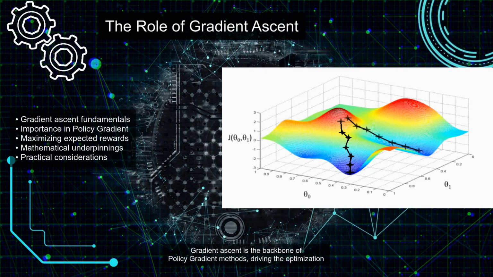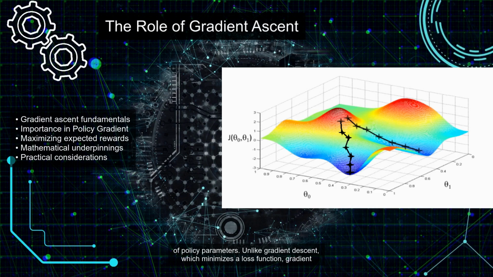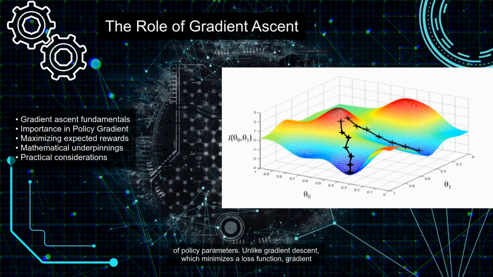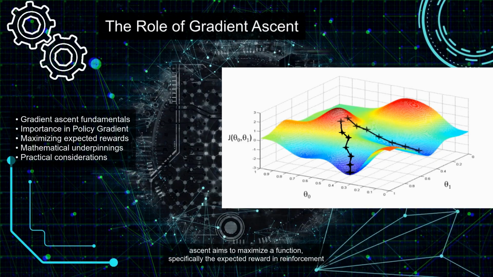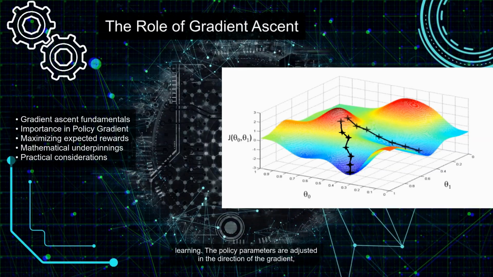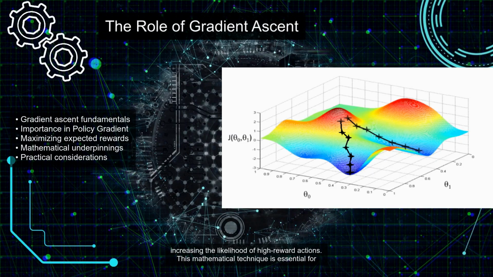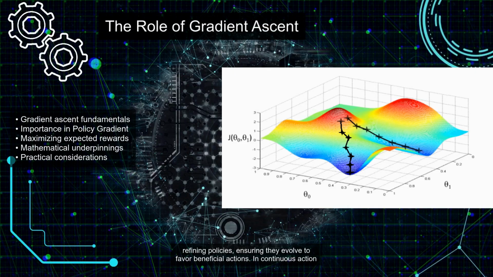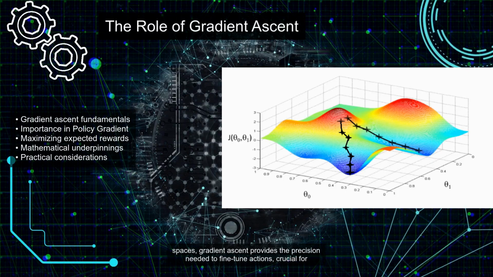Gradient ascent is the backbone of policy gradient methods, driving the optimization of policy parameters. Unlike gradient descent, which minimizes a loss function, gradient ascent aims to maximize a function, specifically the expected reward in reinforcement learning. The policy parameters are adjusted in the direction of the gradient, increasing the likelihood of high reward actions. This mathematical technique is essential for refining policies, ensuring they evolve to favor beneficial actions.